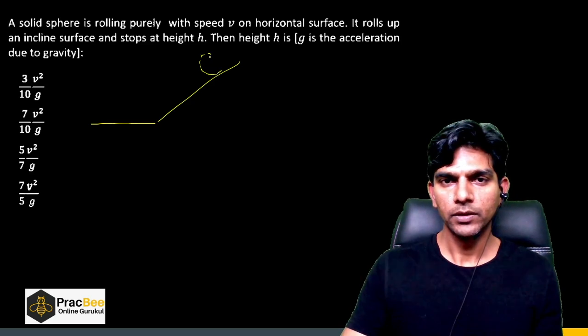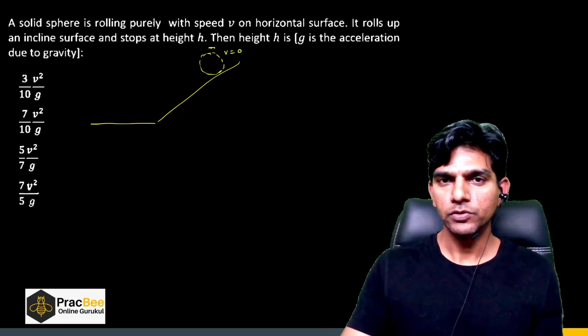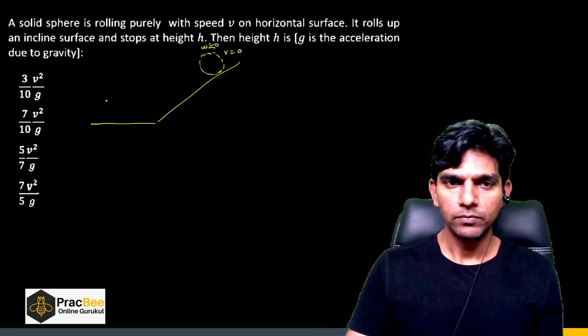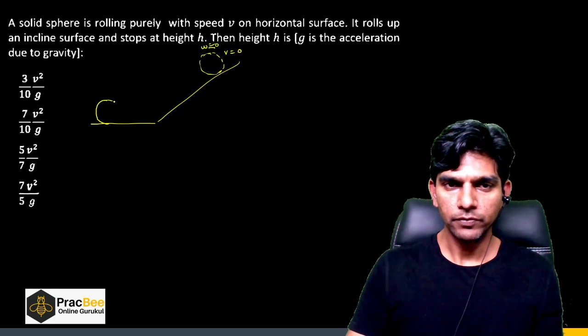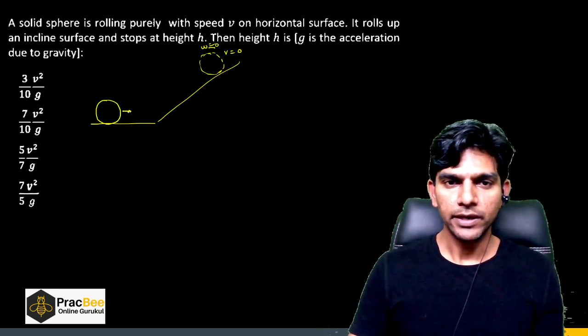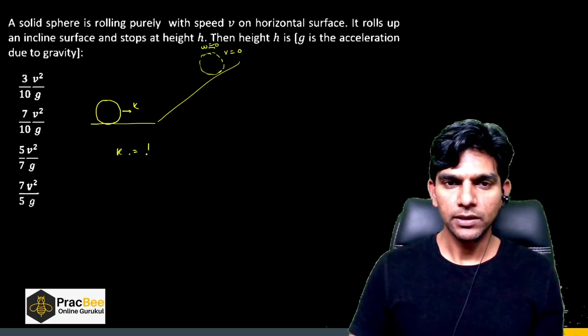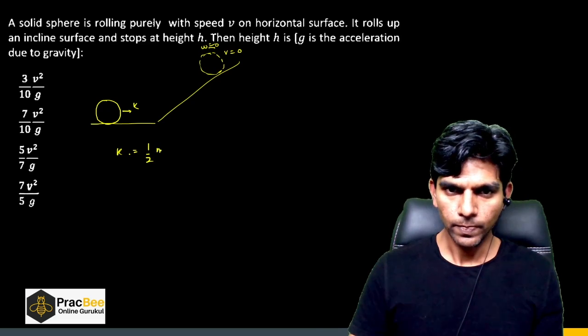So when it reaches the highest point, the velocity will become 0. If velocity is 0, angular velocity is also 0. And at this instant, when it is rolling on the horizontal surface, it has a certain kinetic energy, and kinetic energy can be given as half mv square.